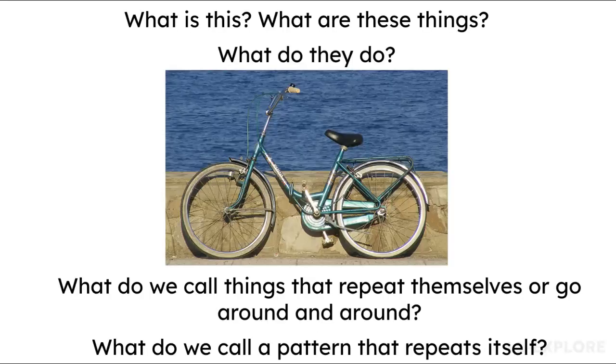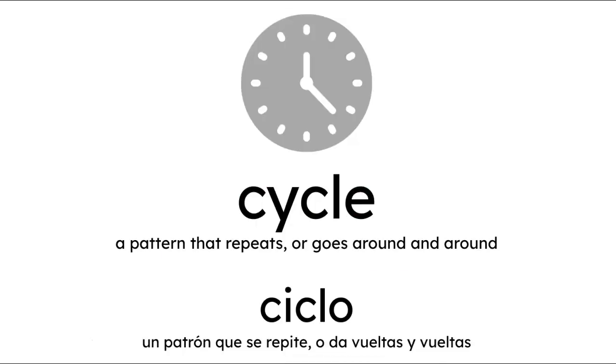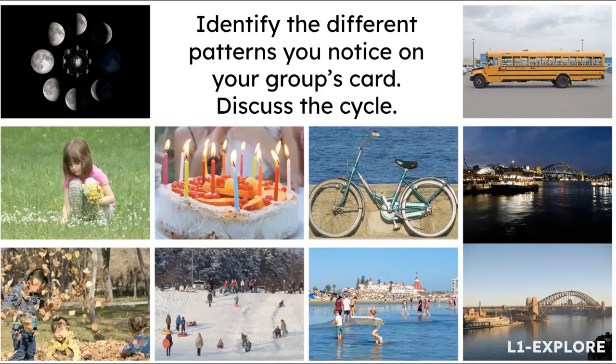For the explore portion, you'll gather students on the carpet. You'll then hold up the picture of the bicycle from the cycle cards in the MySci kit. You'll ask some questions about cycles and tell students they'll be investigating some other cycles. You can post the cycle vocabulary card. You'll then put students into groups and give each group one of the cycle cards. You'll have students work in their groups to identify the patterns they notice on the card. Once identified, you'll have students discuss the cycles.